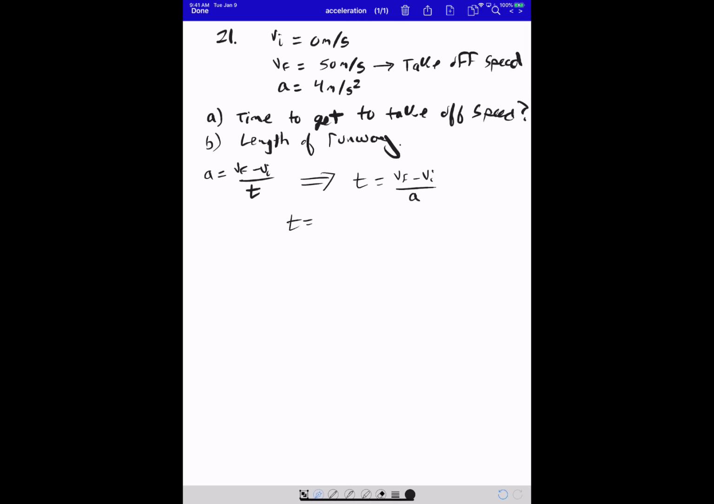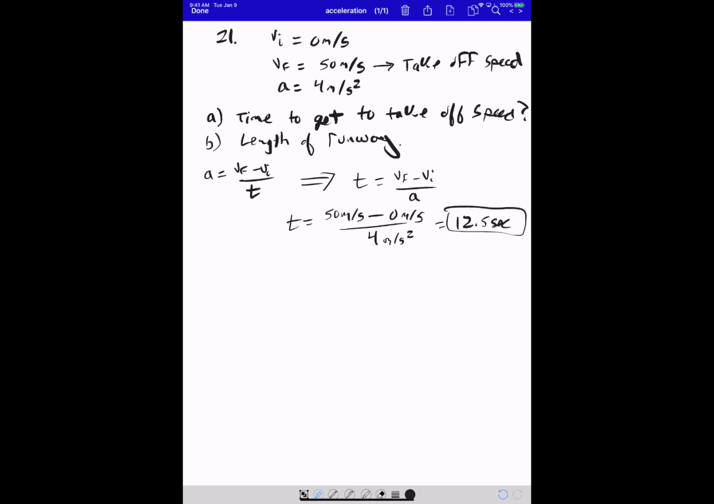So time equals VF, and remember VF is 50 meters per second, minus VI, which is 0 meters per second, over acceleration, which is 4 meters per second squared. We just do the math, and so we get 12.5 seconds. That is the amount of time needed to get to takeoff speed of 50 meters per second, right? No problem. So we've got A down. Now let's take a look at B.